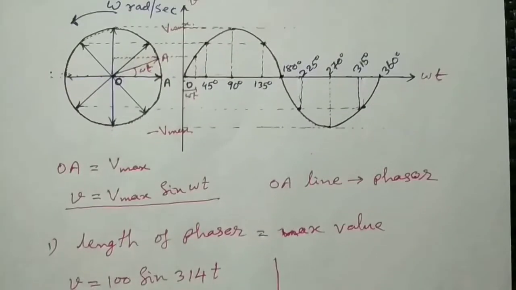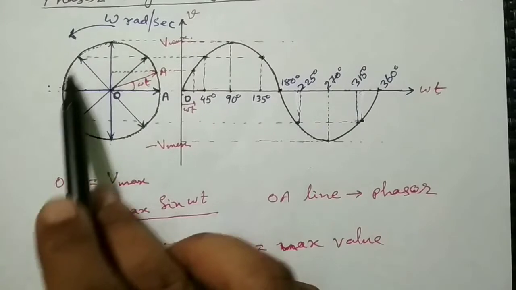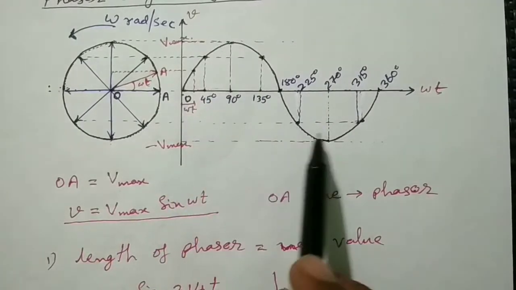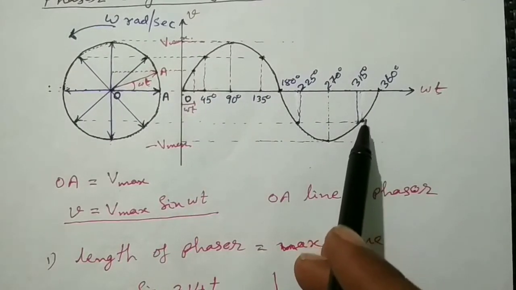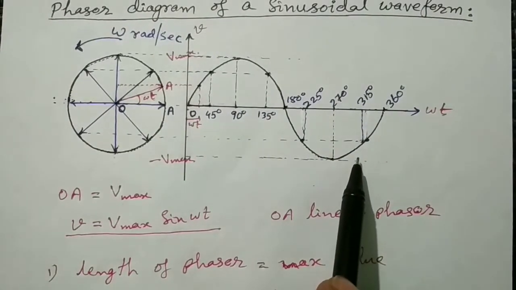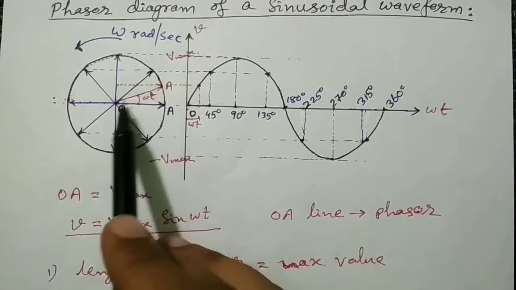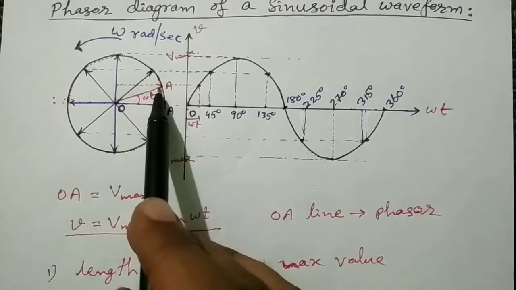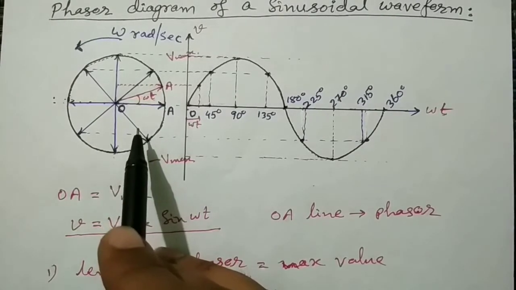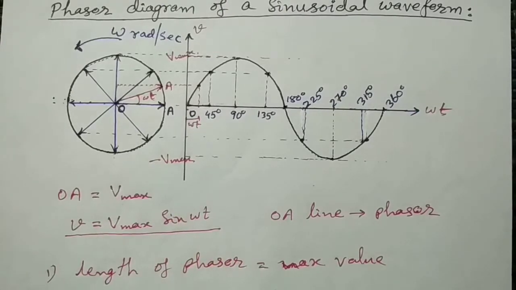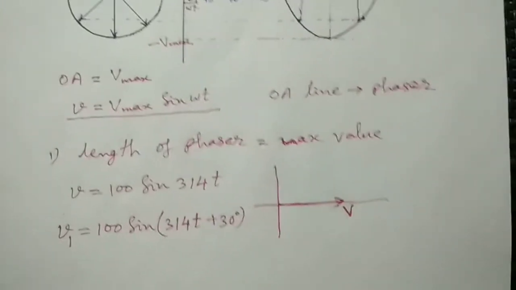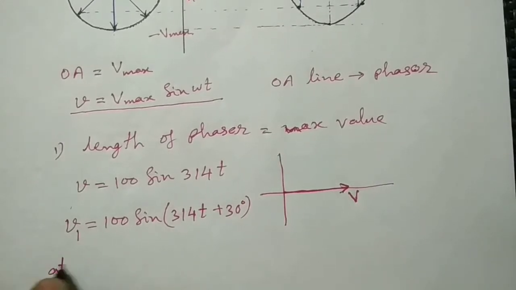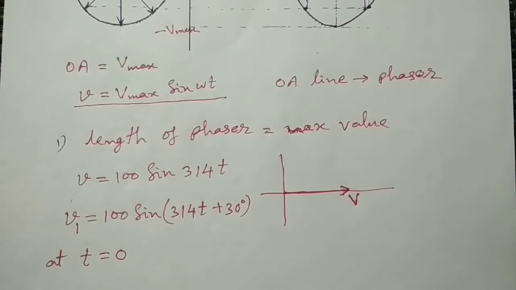So in this case, as we see here, this line is continuously rotating. That's why you are getting this sinusoidal waveform. But when we want to draw the phasor, it is not possible to show each and every position of the rotating line. Therefore, we always consider its initial position at time t equal to 0. So at time t equal to 0, what is its position? That is considered as its phasor position.